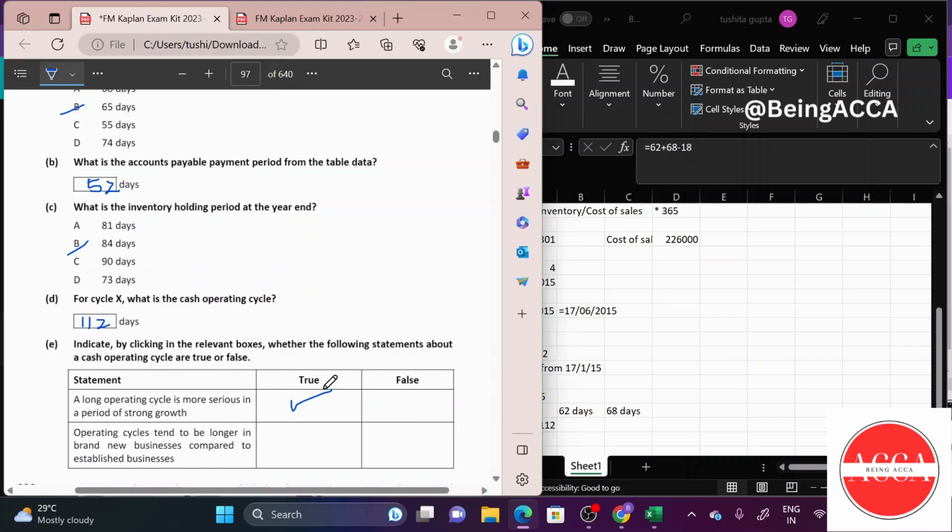Now, this statement is also true because when you are a new business, you will find it difficult to get credit from suppliers because you are new in the market, and suppliers will take time to trust you and give you more credit. Established businesses have been in business for long, and they have suppliers who have long relations with them, and they trust them, and they give more credit, so their operating cycles tend to be shorter, and for new businesses their operating cycles will tend to be longer. So this is also true.